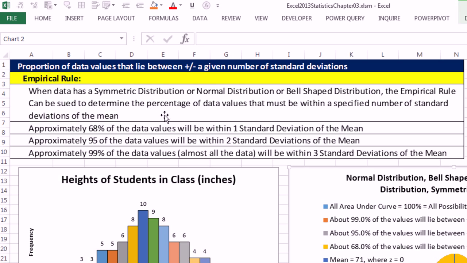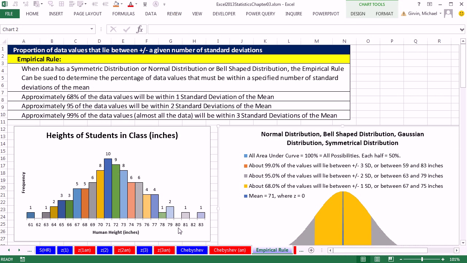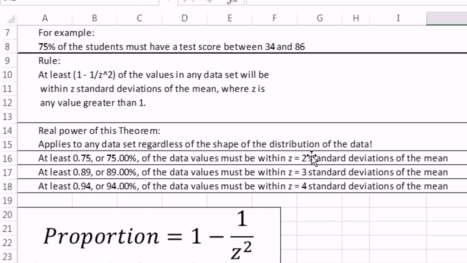Now check this rule out. This is much more wide in its interval. Let's just go check out 2 standard deviations. Here it's almost 95%. Let's go back to Chebyshev's. 2 standard deviations is just 75%. Well, the reason that we would use this rule with a much smaller percentage for a given interval of standard deviations is because we don't know anything about the shape of the distribution.